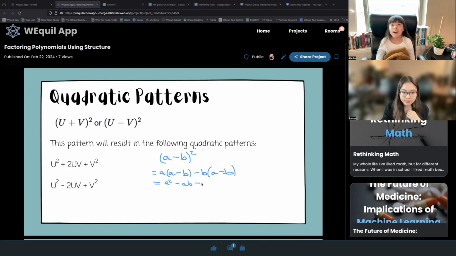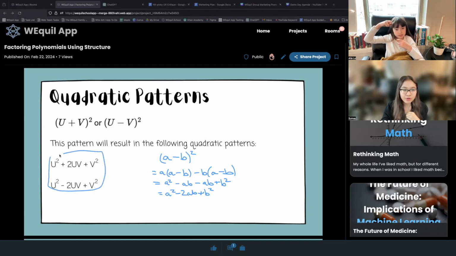Minus B squared. Minus AB, because we have minus B times A. Right, so then it would be another minus AB, and then minus B times minus B would be positive B squared, right? Because the negatives cancel each other out. So then what we result in is A squared minus 2AB plus B squared. Yeah, so these two are very similar except for this one sign change, right?